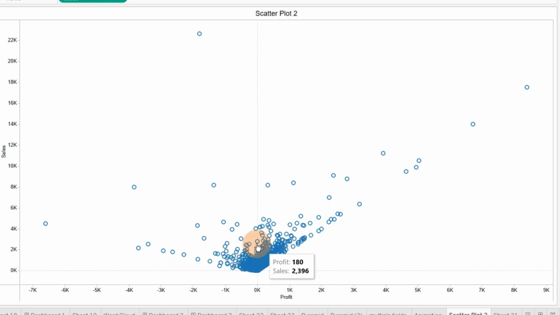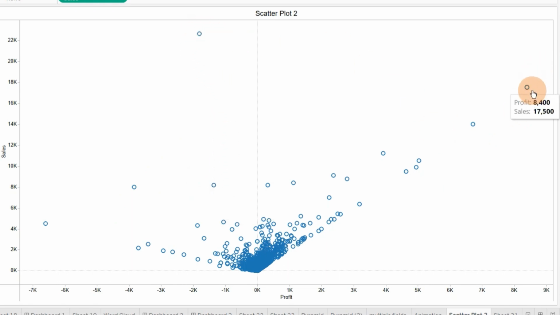So I am able to see that in most of my individual transactions, my profit and sales are around this area. Similarly, I have some points around this area also where my profit is between 1 to 1500 and my sales is around 2 to 4k. But other than that I am able to see some 1 or 2 points here and there.